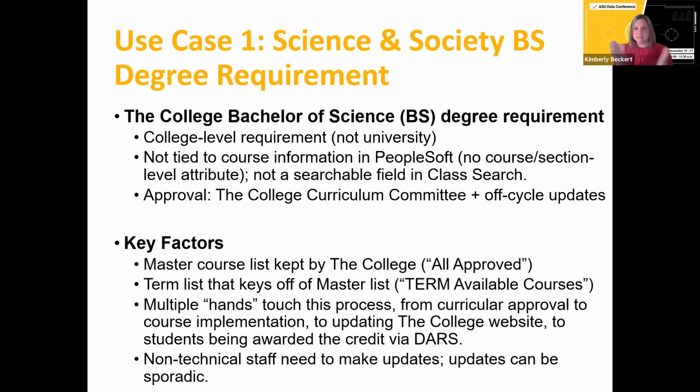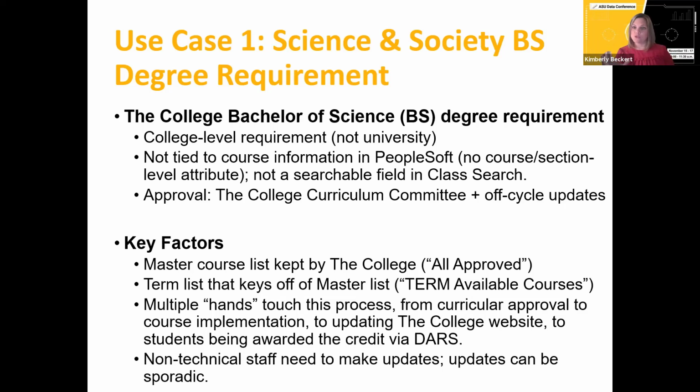So the way Science and Society works is a course goes up for approval. It's submitted by an academic unit to get Science and Society designation through our college curriculum committee. It gets approved, and then it gets added to our master list. Again, this is nowhere in PeopleSoft. This is an external file, essentially, that we have to keep track of. And we have effective dates because courses can come in and out of Science and Society status.